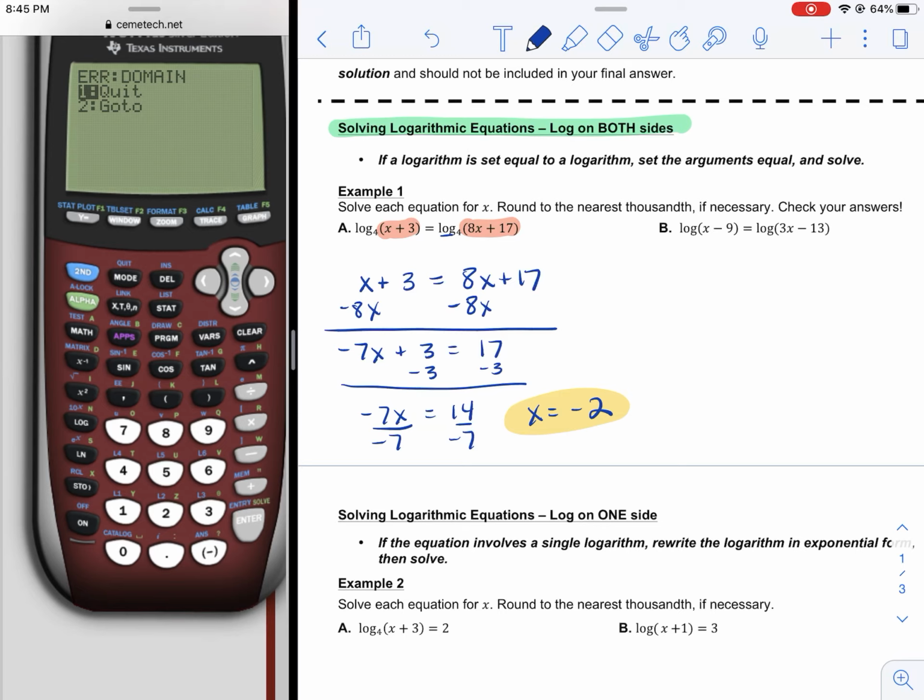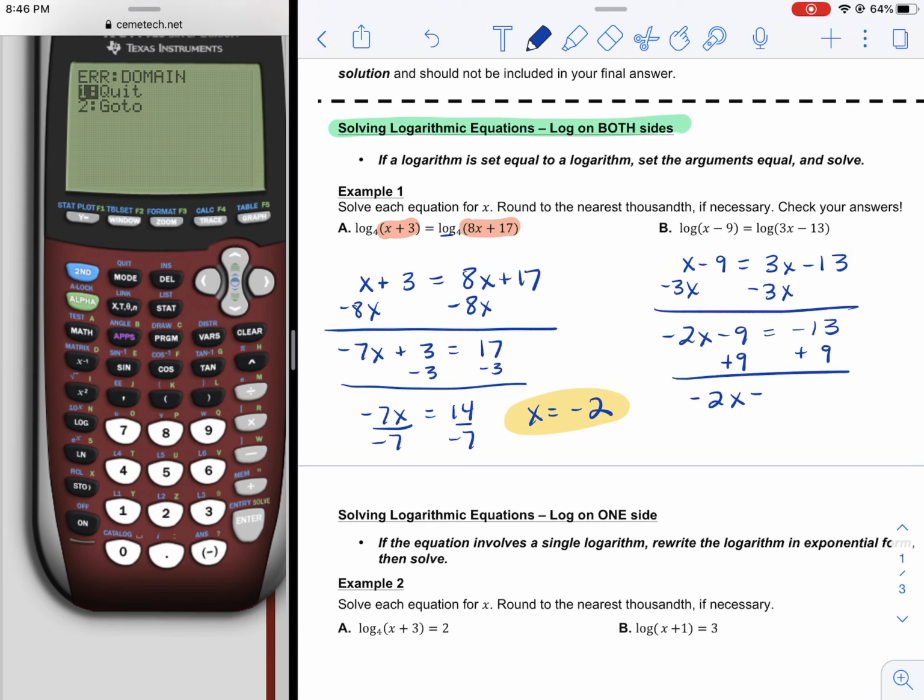Okay, so the next one, we have a common log. Log of x minus 9 equals log of 3x minus 13. So both of them have a base of 10. Okay, I see the word log twice, so I'm just going to set x minus 9 equal to 3x minus 13. I'm going to subtract 3x from both sides. I get negative 2x minus 9 equals negative 13. And then add 9 to both sides. Negative 2x equals negative 4. And then x equals positive 2.